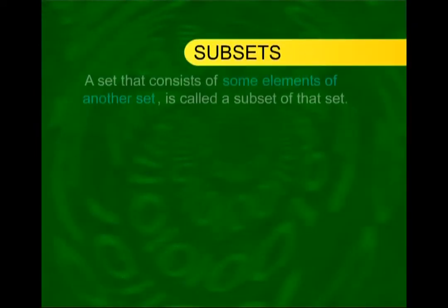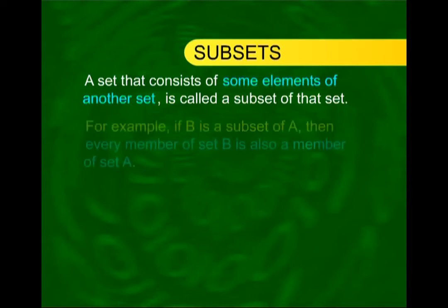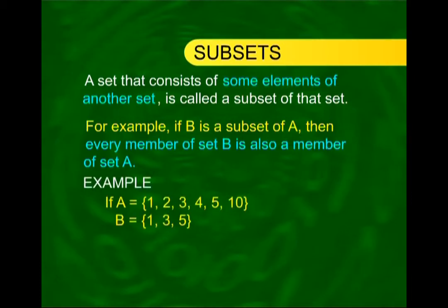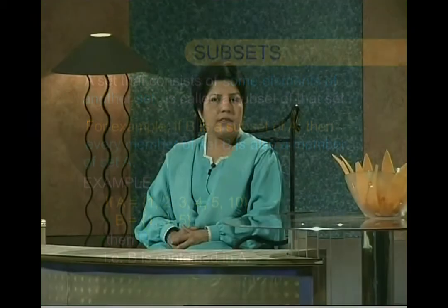A set that consists of some elements of another set is called a subset of that set. If B is a subset of A, then every member of set B is also a member of set A. For example, if set A consists of the elements 1, 2, 3, 4, 5 and 10 and B consists of 1, 3 and 5, then B is a subset of A. In other words, B is contained in A. Speaking of subsets, it should be noted that every set is regarded as a subset of itself, and the null set phi is regarded as a subset of every set.